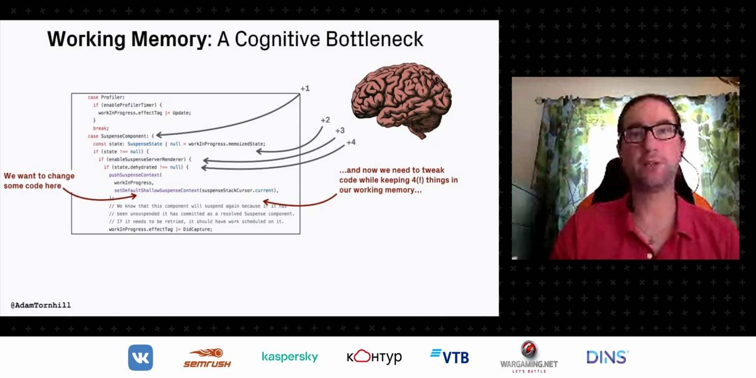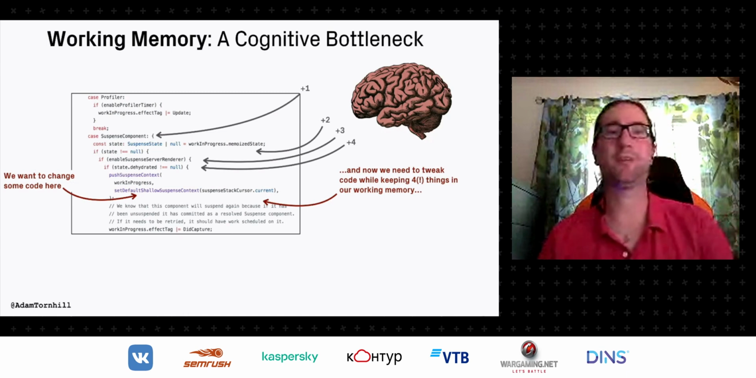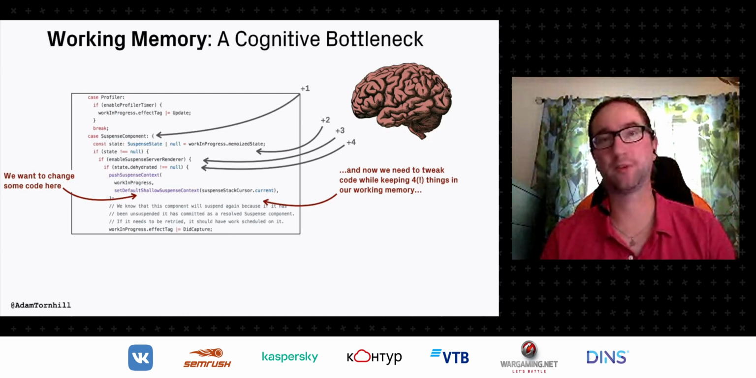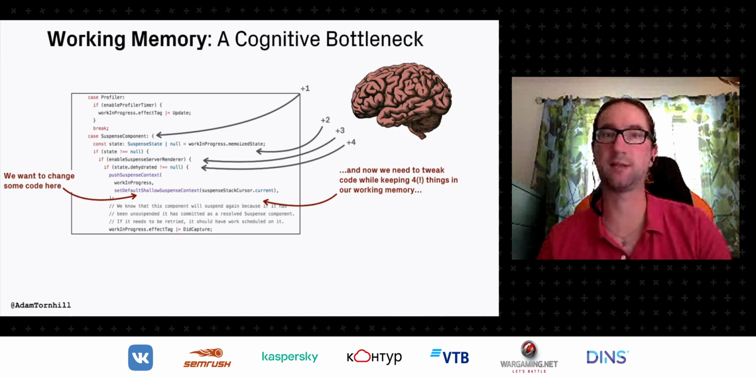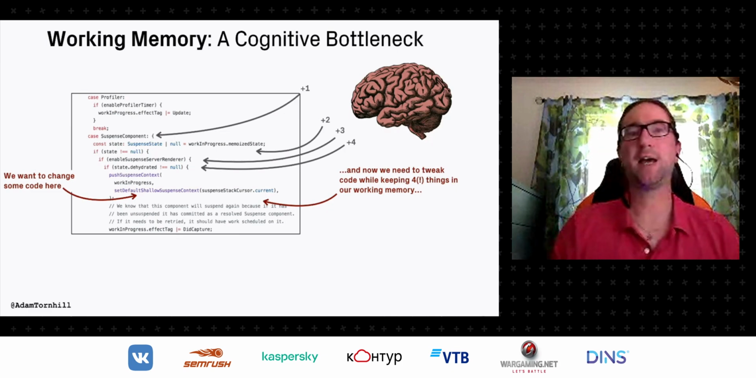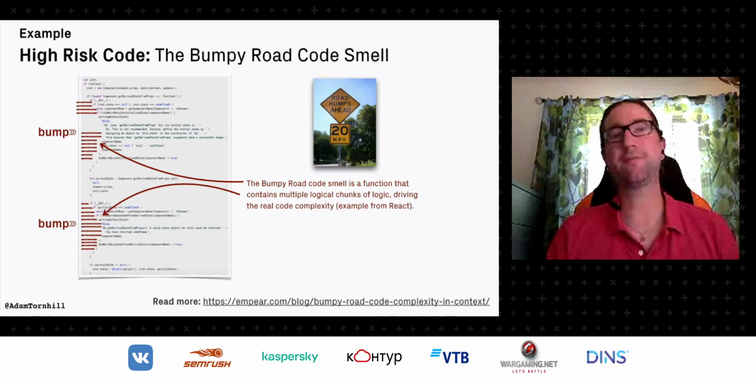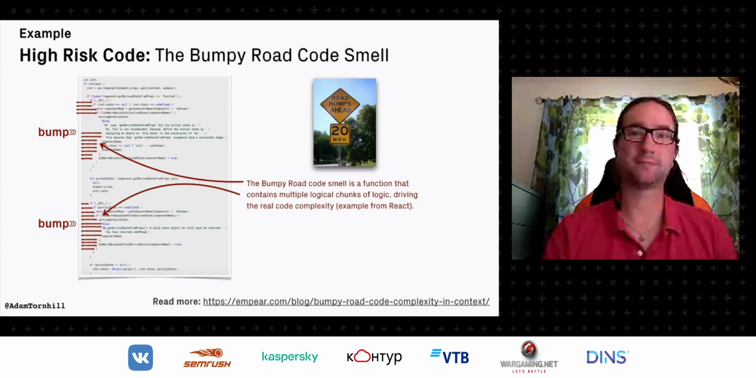And in fact, if you look at research, you will see that factors like deeply nested logic are responsible for roughly 20% of all programming mistakes. So this is something we definitely want to be aware of if we have it in a hotspot, because it's going to impact correctness. A related pattern that I want to cover briefly is something I call the bumpy road code smell. It's related, but not the same.